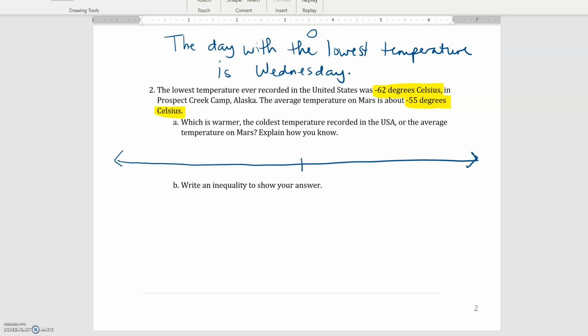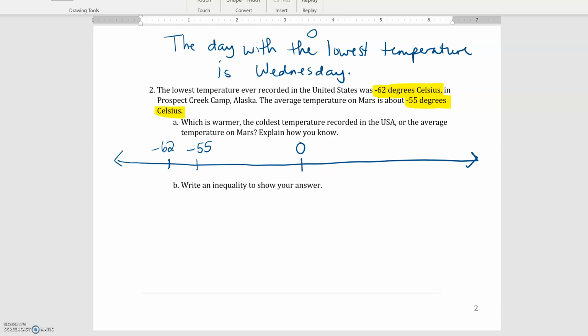I'm going to reference 0. And I'm going to think to myself, how would I mark negative 62 and negative 55? Well, I know from yesterday's lesson that the further I move from 0, the bigger the value of that number. So I should think that if I put negative 55 here, the more left I am, the more negative I will be. So relative to negative 55, I should put to the left negative 62 because it's more negative.